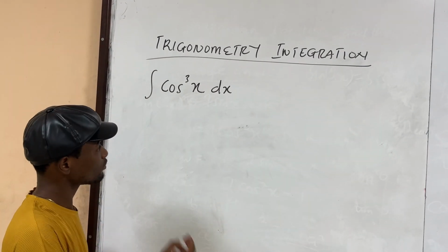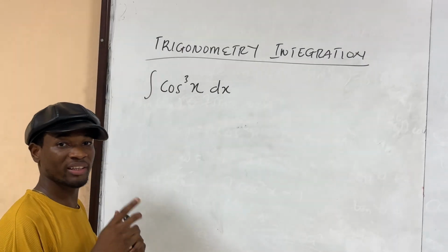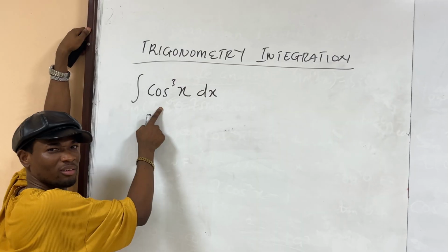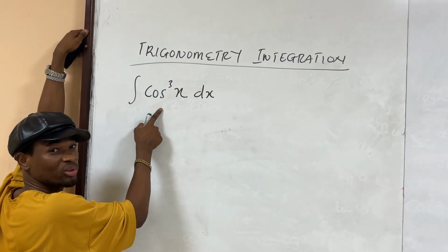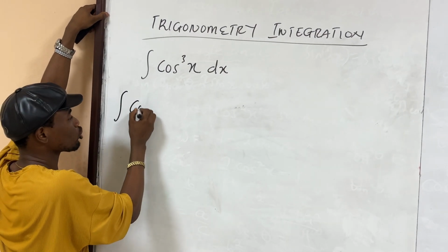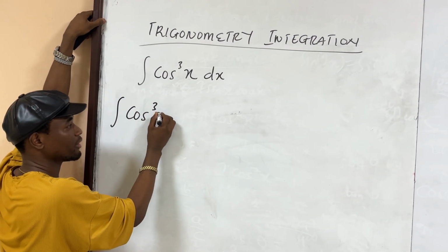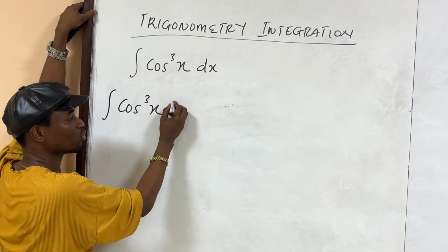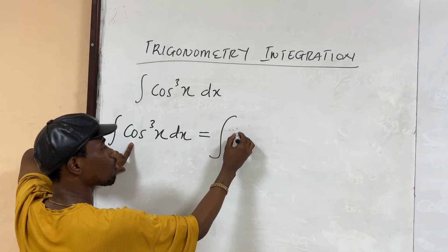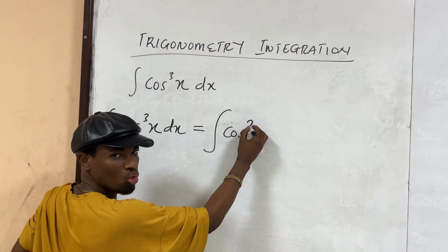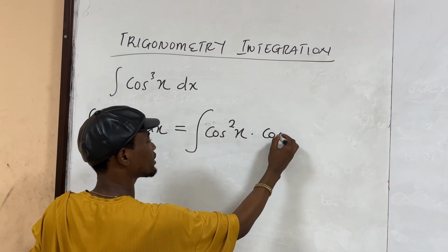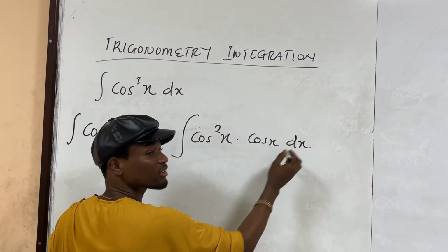Good. So here, what we can do is this. We will have to reduce this, right? So let's reduce this, because we already know that the integral of cos cubed x with respect to x is the same as the integral of cos squared x times cos x with respect to x.